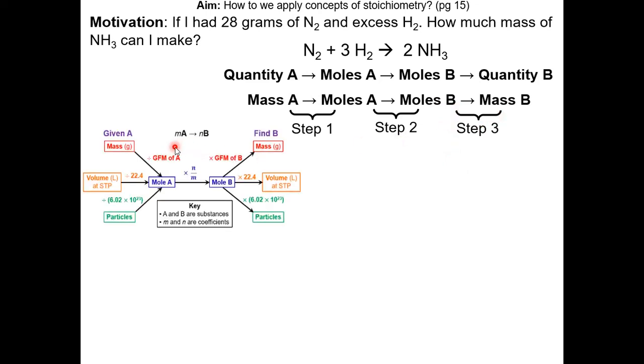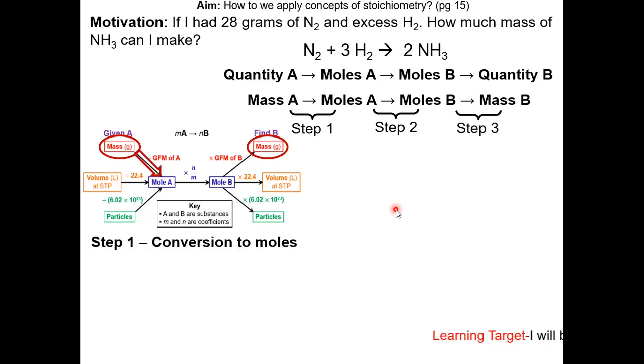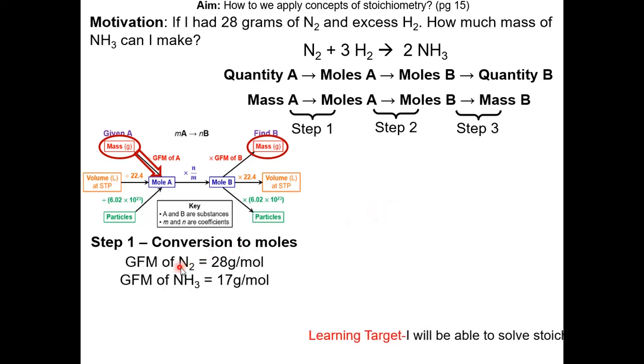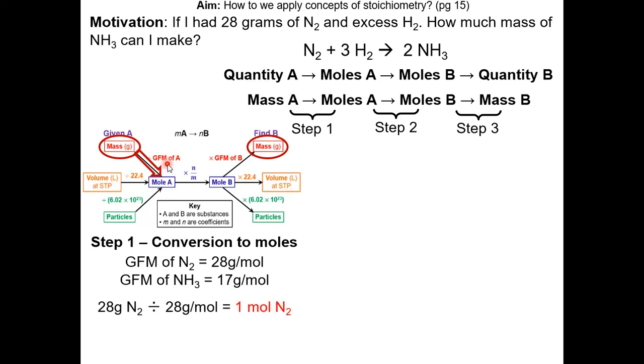So we're going to use diagram 3. We are given mass of A, and we want to find mass of B. So the first step is to find moles of A, and we do that by dividing by the GFM of A. So we're going to first do a conversion of moles. So here's the GFM of N2 and NH3. Based on the diagram, to get the moles of N2, we have to do the mass of N2 divided by the GFM of N2. So 28 divided by 28 is 1. We have 1 mole of N2.